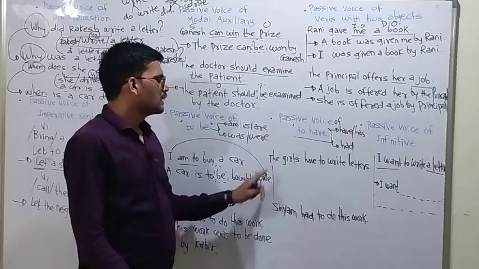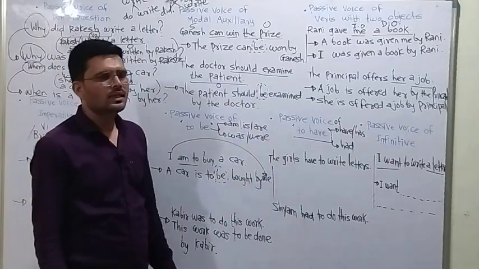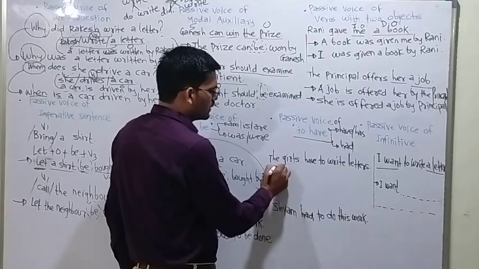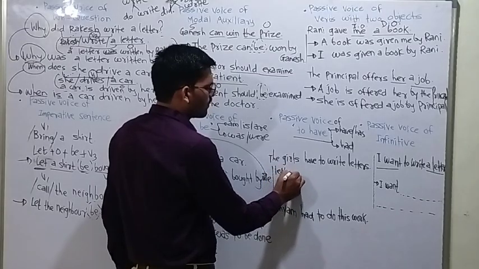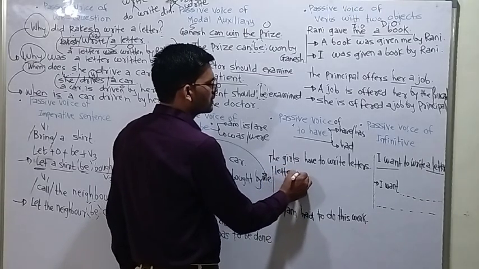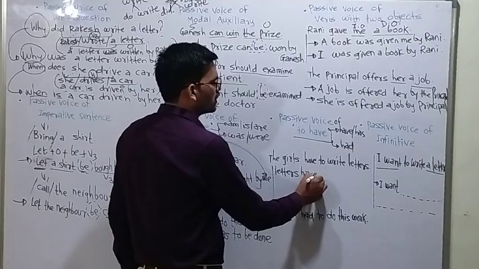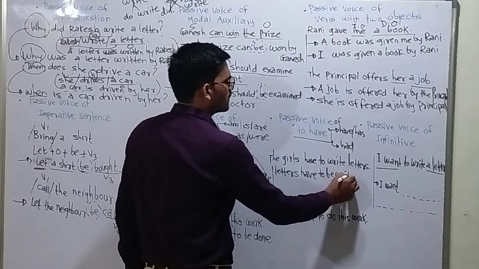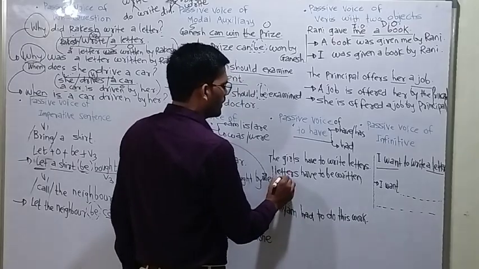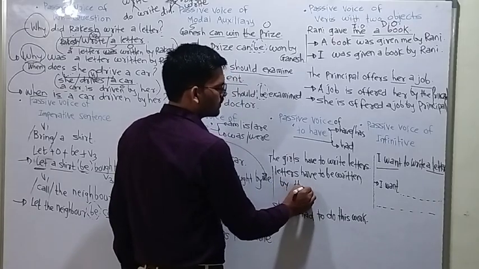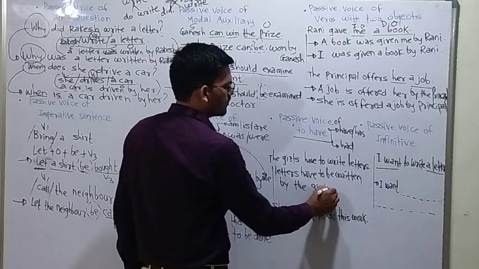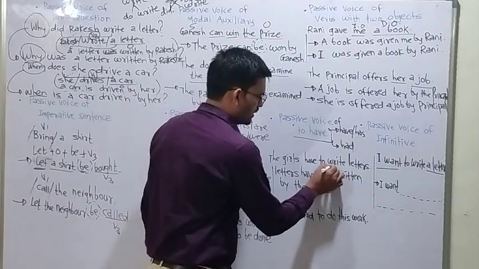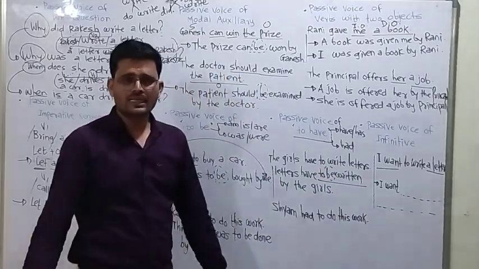Okay, in this way: The girls have to write letters. Letters have to be written by the girls. Has to be written by the girls. So "to be" is a new one, and V3. So that is a passive voice.